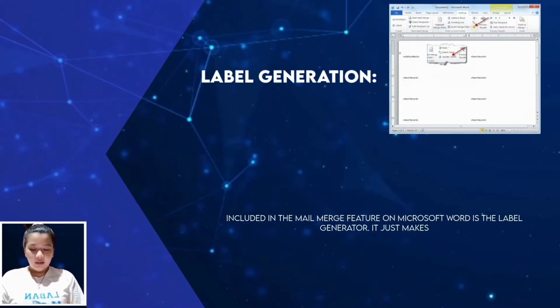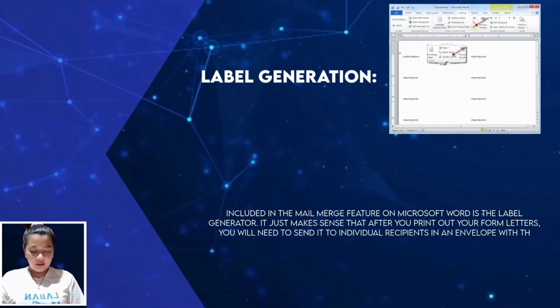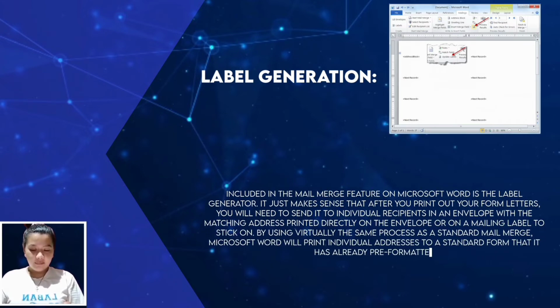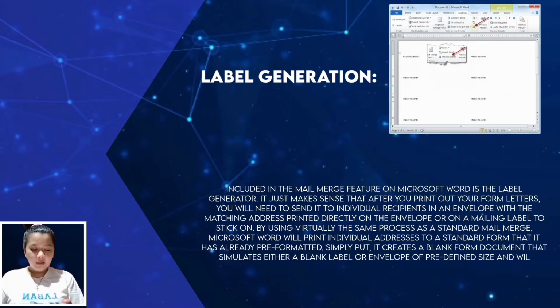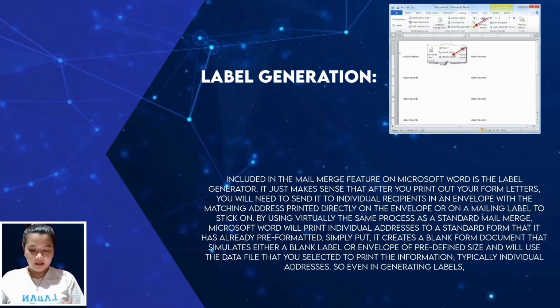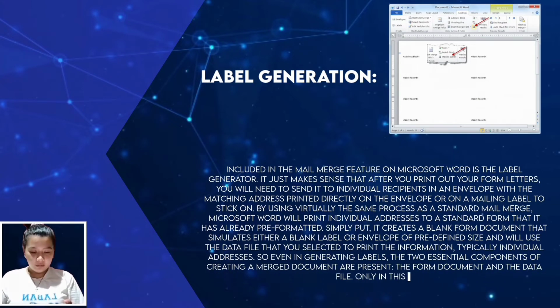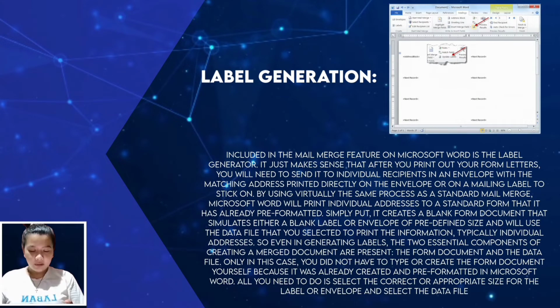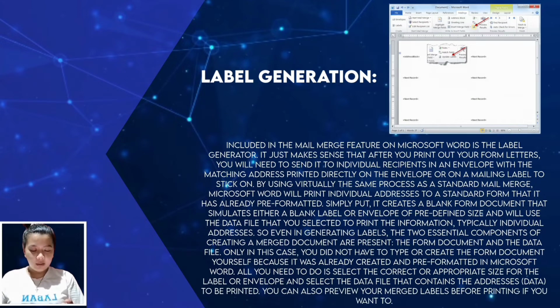Label generation. Included in the mail merge feature of Microsoft Word is the label generator. It just makes sense that after you print out your form letters, you will need to send them to individual recipients in an envelope with the matching address printed directly on the envelope, or a mailing label to stick on. By using virtually the same process as a standard mail merge, Microsoft Word will print individual addresses to a standard form that has already been pre-formatted.